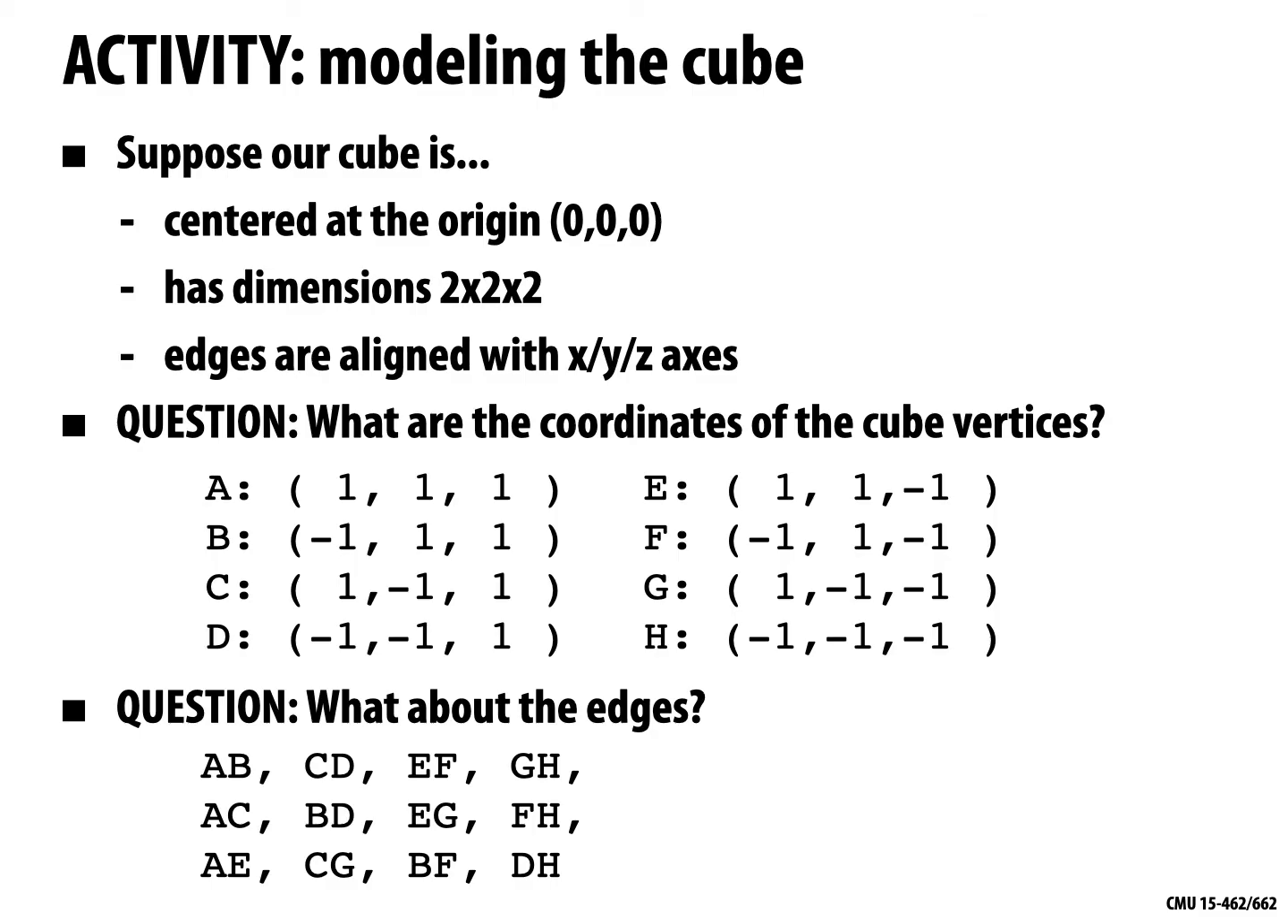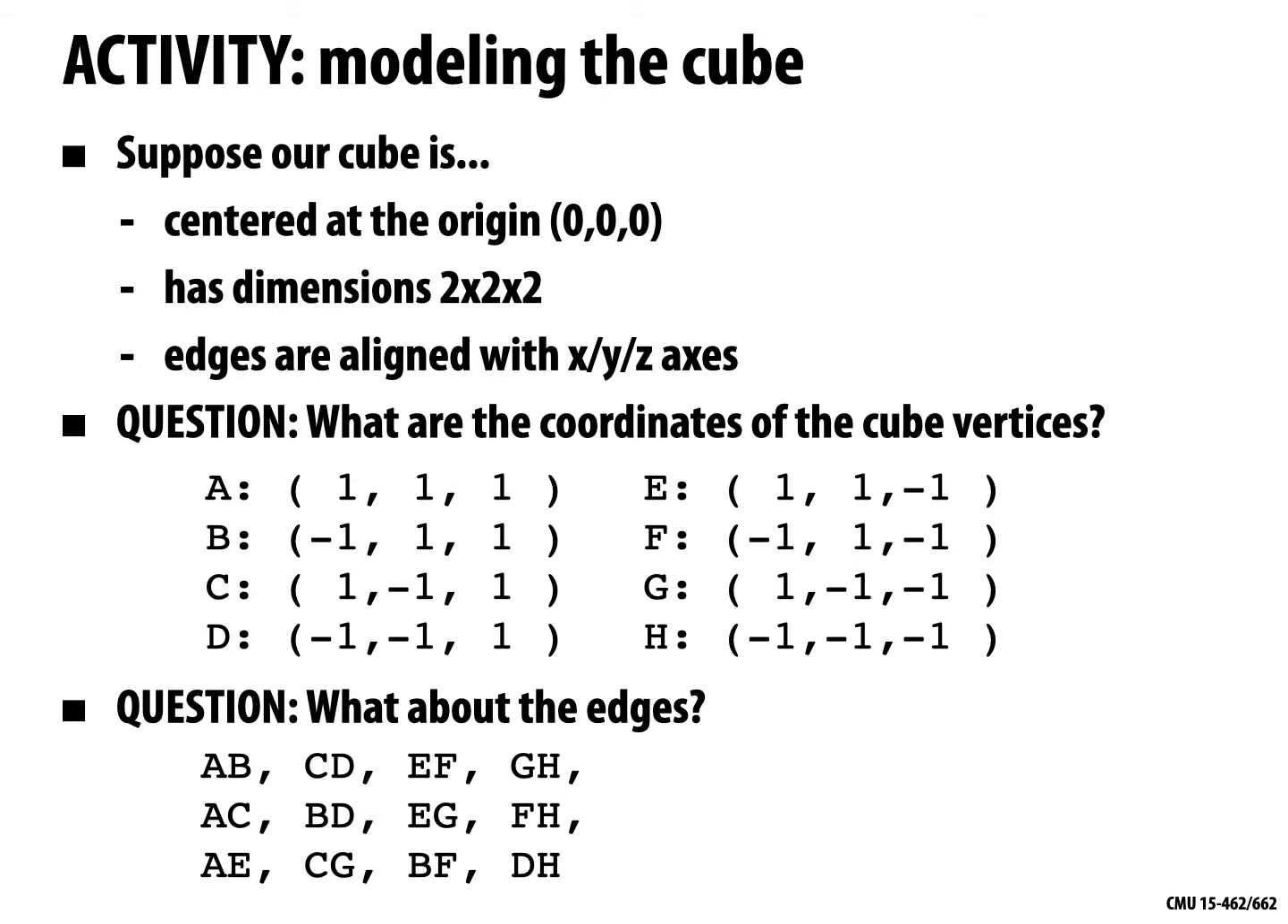Well, I guess what you should check to see is that only one of the coordinates changes when I go from one endpoint to another. The edges are aligned with the x, y, and z axes, meaning as I go from one edge endpoint to another, only the x coordinate is changing, or only the y coordinate, or only the z coordinate. Okay, but I'm pretty sure that those are all the right edges for my cube.